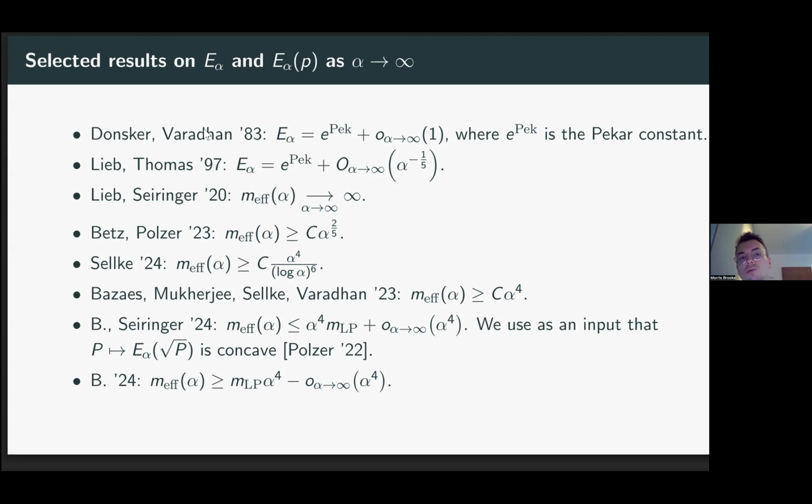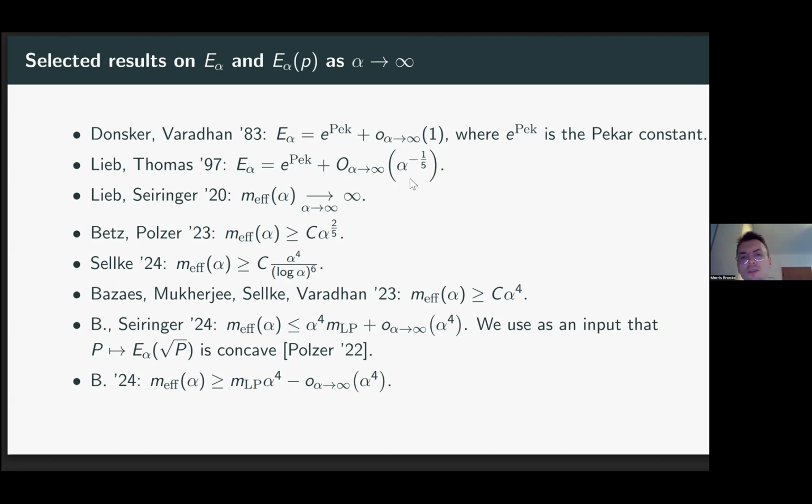So Donsker and Varadhan used the Feynman-Kac formula and methods in functional integration. To be precise, I think the study of the Fröhlich Hamiltonian asymptotics has been one of the first applications of the theory of large deviations, as far as I am aware. So this is a very nice result. More than a decade later, Lieb and Thomas in '97 basically reproved the result. The improvement they made is that they proved it with an explicit rate of convergence, which was in their case alpha to the power minus 1 over 5.